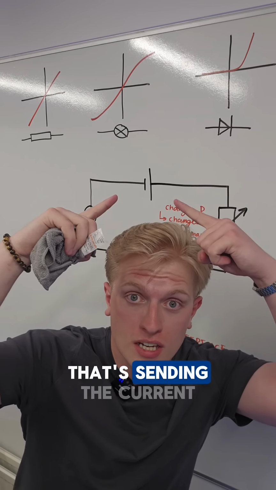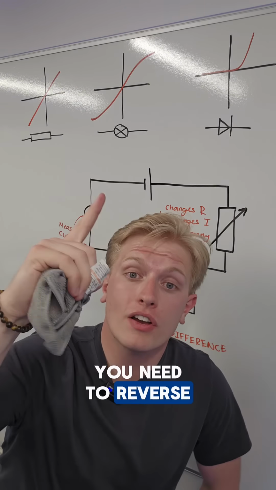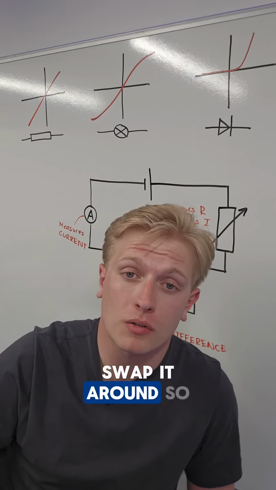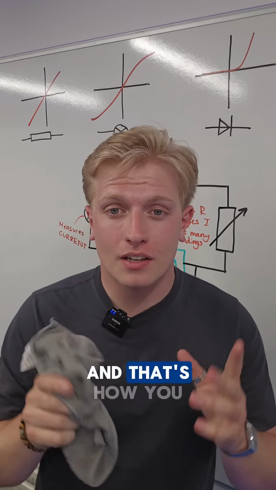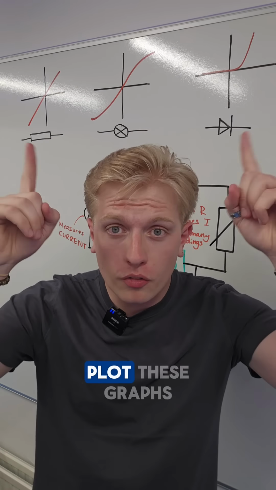So what is it that's sending the current around your circuit? You need to reverse the connections in that thing, swap it around. So you say, reverse the connections in the power supply. Then repeat the whole process, and that's how you get your negative values. We then go and plot these graphs.